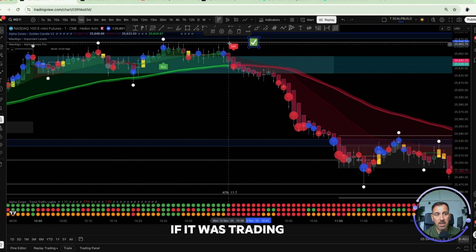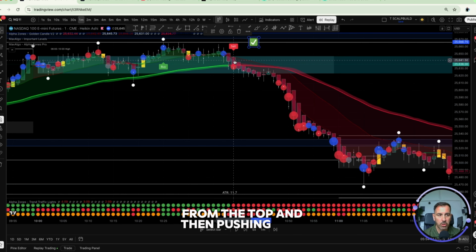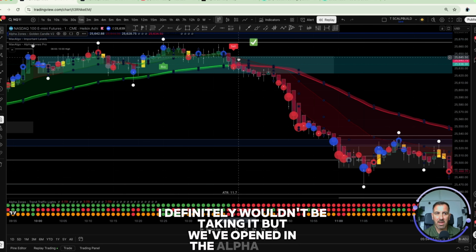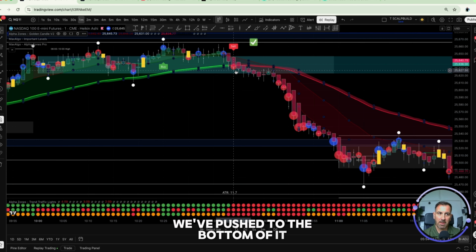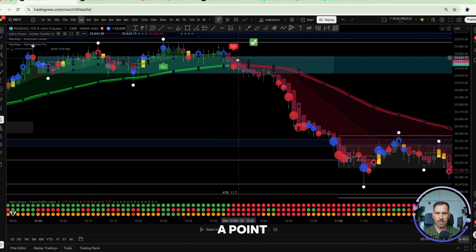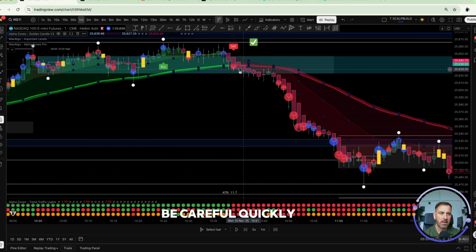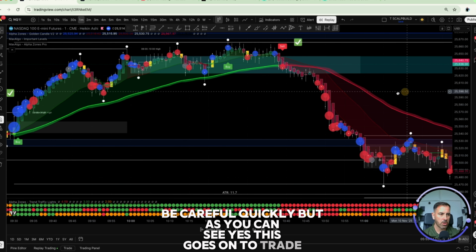If this candle was trading into it from the top and then pushing into the top part of the alpha zone, I definitely wouldn't be taking it. But we've opened in the alpha zone, we've pushed to the bottom of it, we've got bearish volume. If I'm going to take a punt, I would be careful, quickly, but as you can see, yes, this goes on to trade.